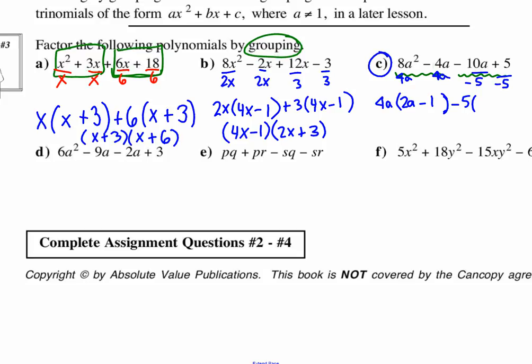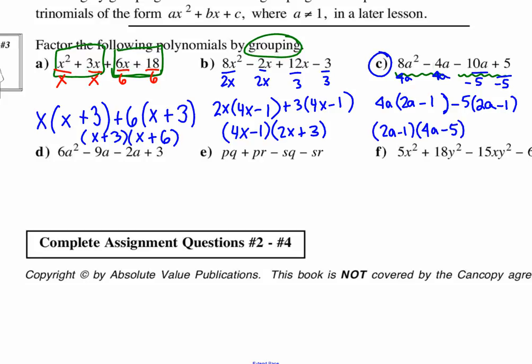Will that give me the signs I want? Negative 10a divided by negative 5. Positive 2a. What's a positive 5 divided by negative 5? Negative 1. Are those two the same now? Yes. So 2a minus 1 times 4a minus 5.